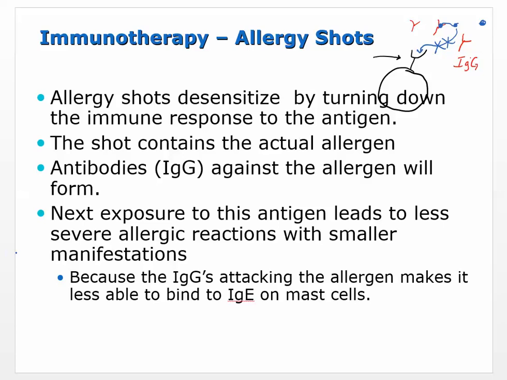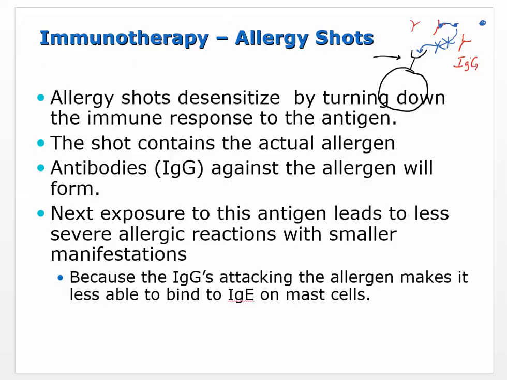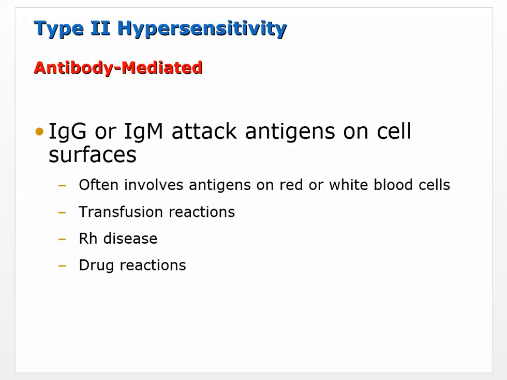A lot of times it takes several injections to do this, because the body's own propensity is to not produce as much IgG and produce more IgE for whatever reason, so you have to keep turning it up and reminding it to produce the IgG. Next exposure, less severe reaction, because the IgG is attacking the allergen, making it less able to bind to the IgE.